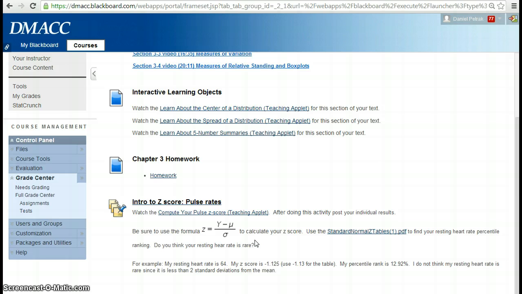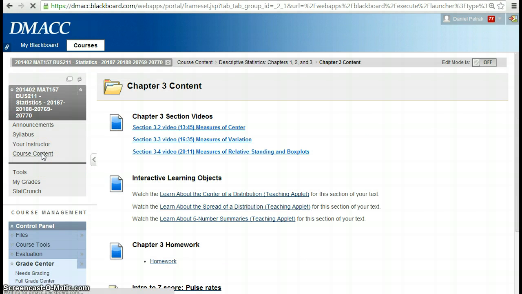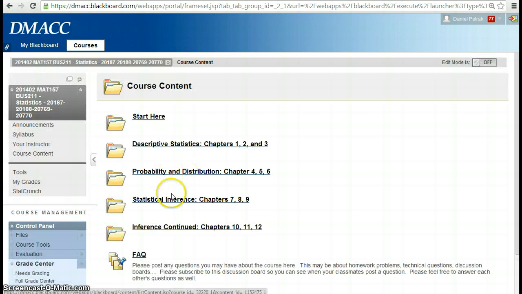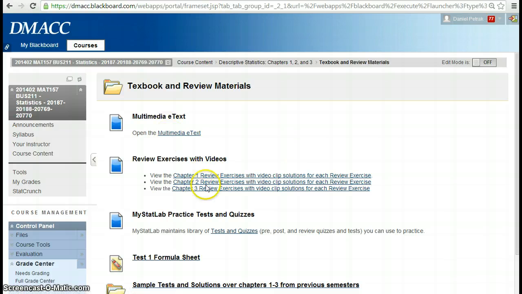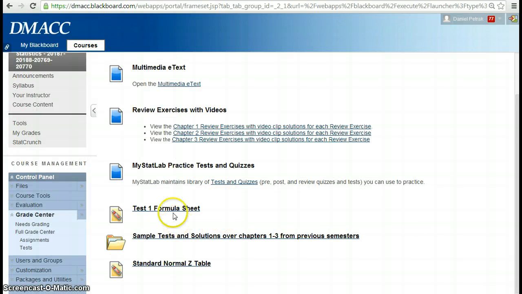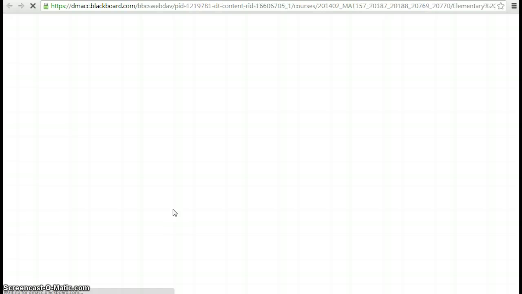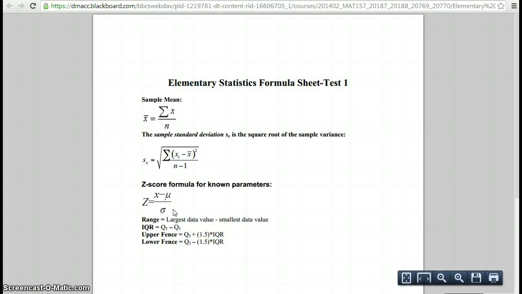If you're looking for formula sheets and everything, under course content, if you go to chapters 1 through 3, and then it says textbook and review materials, you're going to have the ebooks and review materials, obviously. And then right here, I have the test 1 formula sheet. So this is what will come with your first exam. I have the calculation for mean, which usually people don't need, but then here's the calculation for standard deviation. And you will have to do one by hand using this formula, finding the standard deviation.